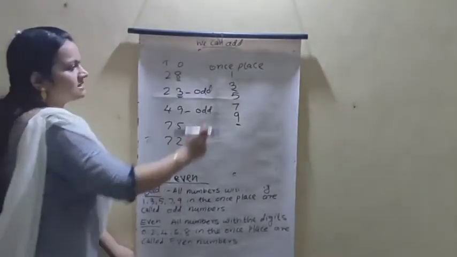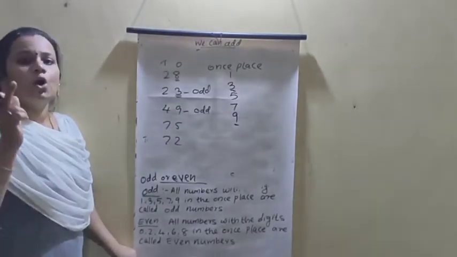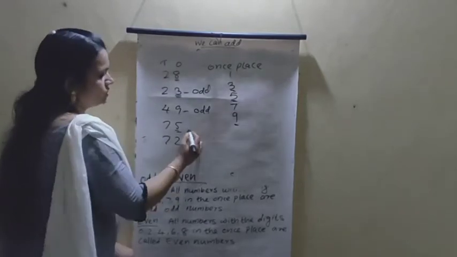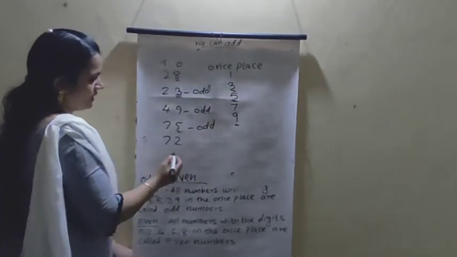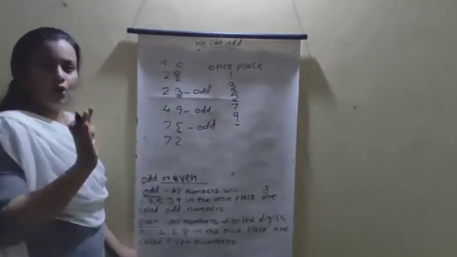You check the ones place. Numbers with these digits in the ones place are called odd numbers. Next here, 5 is here, so this is also an odd number. The next is 72. Is there an odd digit in the ones place? 2 is here. No.